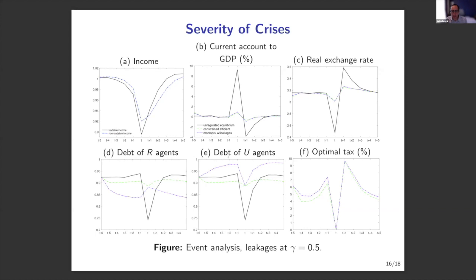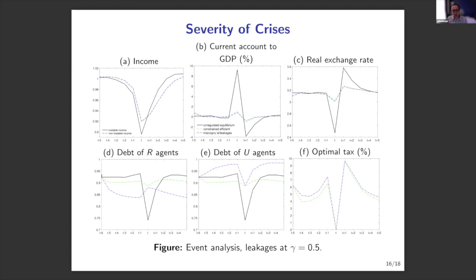Now, when we look at distributional outcomes, or how outcomes differ across the two sectors, we see big differences. One thing I would point out is that in this calibration, we find that the planner actually uses slightly higher taxes in the run-up to a sudden stop. That would be the purple line here, when there are 50% leakages, relative to the case where there are no leakages at all, which would be the green line here.